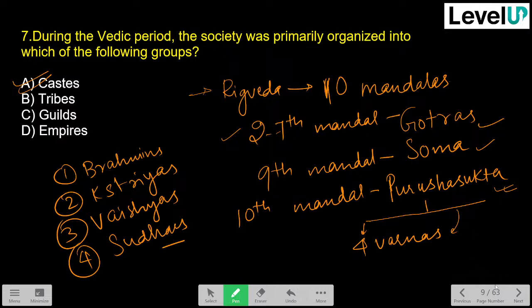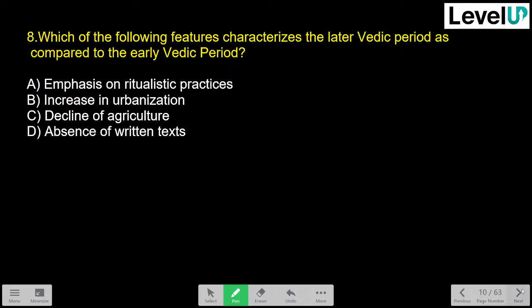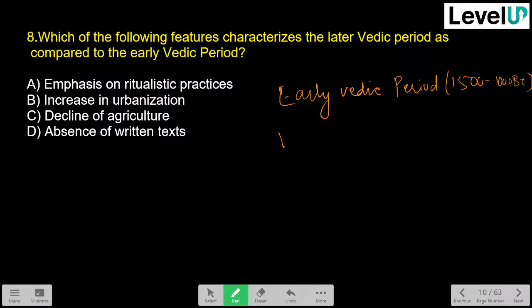Okay, fine. Next question. Which of the following features characterizes the latter Vedic as compared to the early Vedic? So please note the time frame: the early Vedic period was from 1500 to 1000 BC. The latter Vedic period was from 1000 to 600 BC. So remember all this stuff, right? Please try to remember all this stuff.